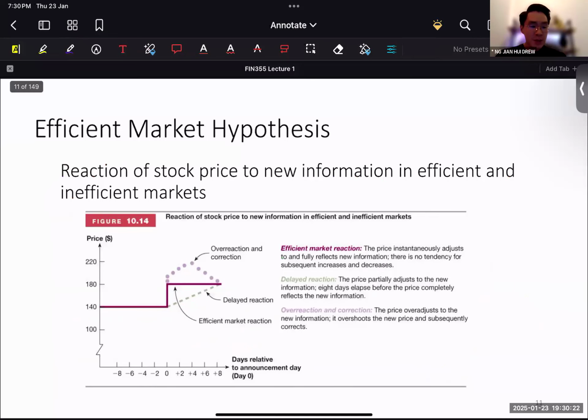Now, in the efficient market hypothesis, we know that when there's new information, so what this graph is trying to say is, at time zero, there's new information coming in, right? So in an efficient market like this, the price of the stock is supposed to just go straight up and flat. Now, this is an efficient market. Of course, we know that it's never the case.